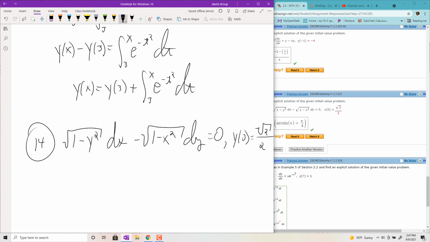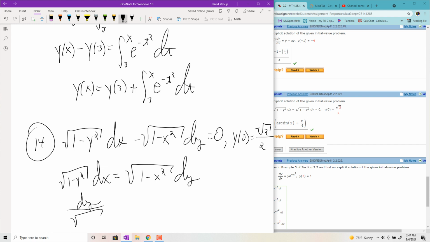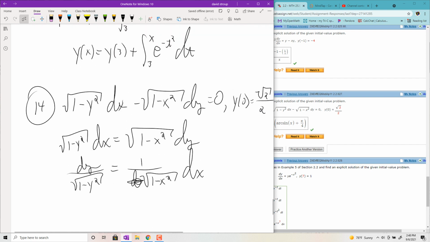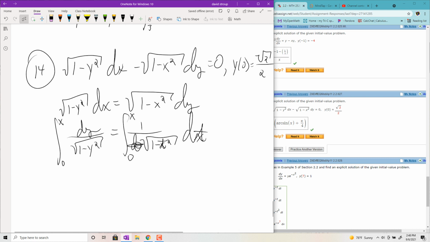So here I go. The square root of 1 minus y squared dx equals square root 1 minus x squared dy. Separate, so I'm going to put dy all over square root 1 minus y squared. And then on the other side, 1 all over square root of 1 minus x squared dx. And then I want to integrate on both sides, but I'm going to kind of embed the initial conditions. So 0 to x as well as 0 to x over here, but technically we have to change this to a t, if you allow me to.